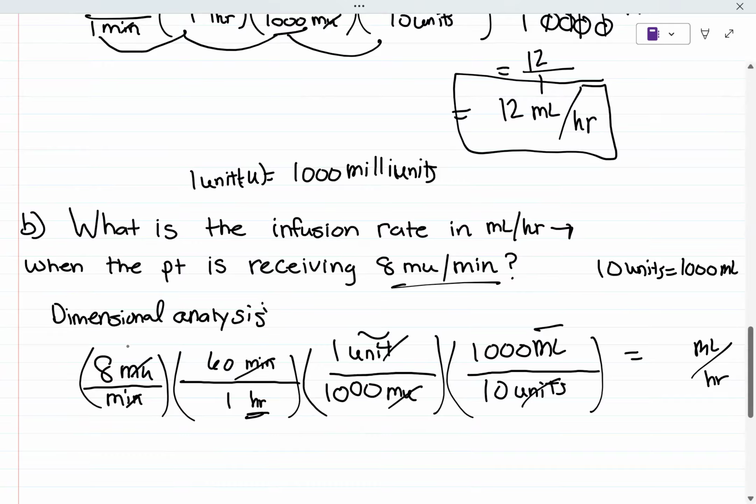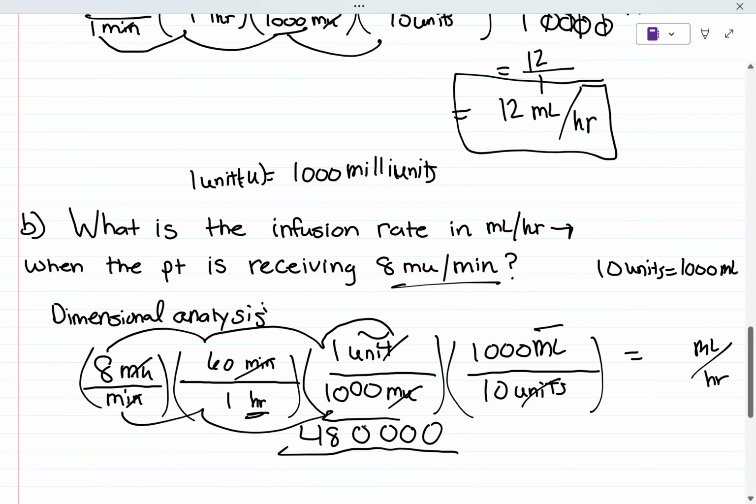Then when multiplying fractions, you multiply across, not crisscross. So 8 times 60 times 1 times 1,000 is 48,000. And then on the bottom, 1 times 1 times 1,000 times 10 is 10,000, four zeros. Milliliters per hour, and the zeros disappear. So you're left with 48 milliliters per hour.